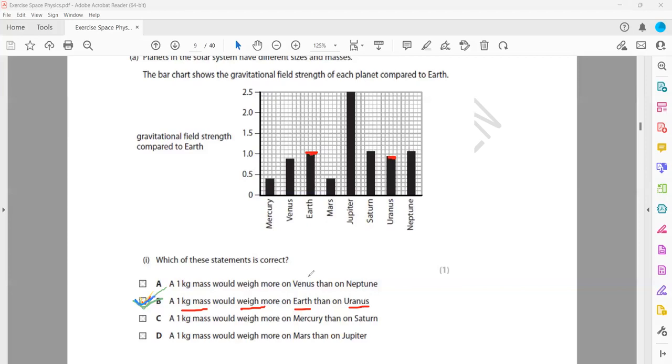And the first statement, 1 kilogram weighing more on Venus than Neptune. When you compare Venus with Neptune, it's opposite. Neptune has a stronger gravity compared to Venus. And the same 1 kilogram weighing more on Mercury than Saturn. When you compare Mercury with Saturn, Saturn has a stronger gravity than Mercury, so it should be opposite. And Mars and Jupiter, when you compare Mars with Jupiter, it's a big difference, and it will be opposite. So option B is the right answer for this.